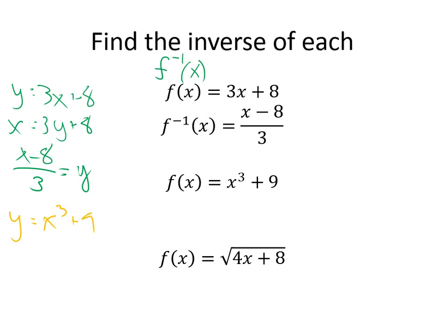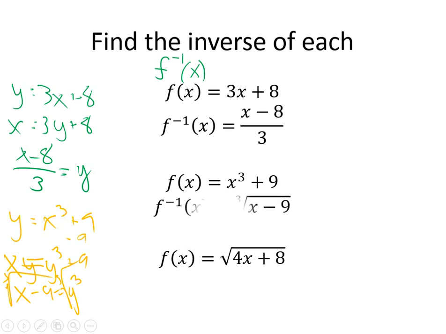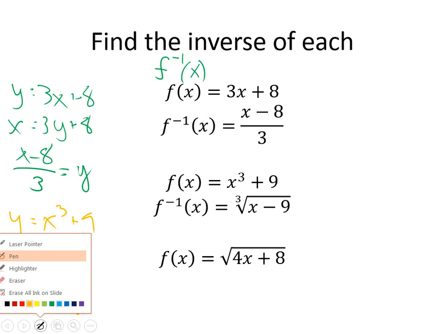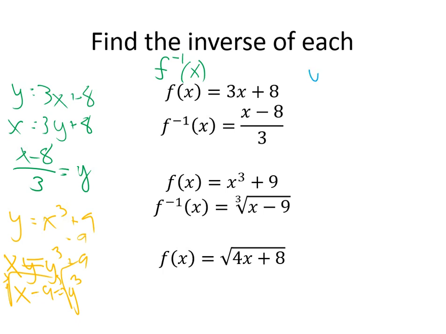Next, y equals x cubed plus 9. Switch these, so we have x is equal to y cubed plus 9. Subtract 9, getting you x minus 9 is equal to y cubed. To get rid of the cube, we take the cube root of both sides, which gets you that. And now the last one, we have y is equal to the square root of 4x plus 8.